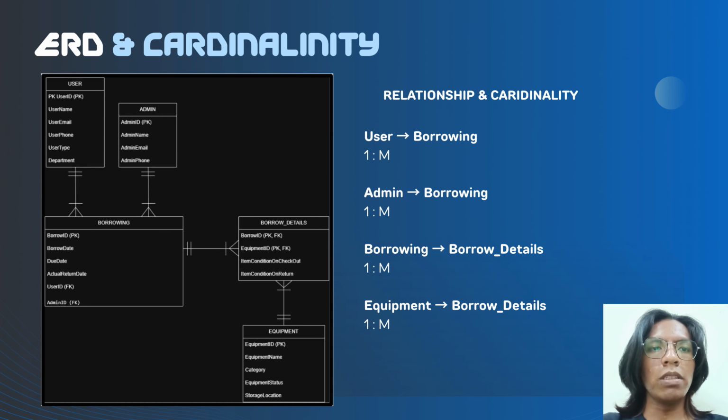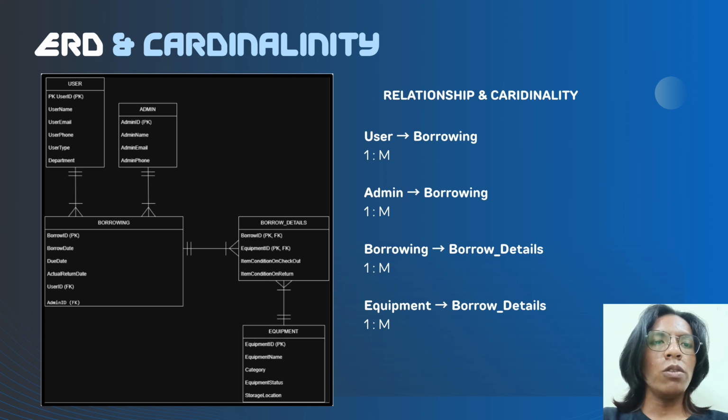Hi, my name is Amir Hakim. Today I will present our entity relationship diagram and explain the cardinality of relationships in our system. This diagram shows the main entities in our database: user, admin, borrowing, borrow details, and equipment. Each entity has attributes and they are connected through relationships that define how data flows in the system.